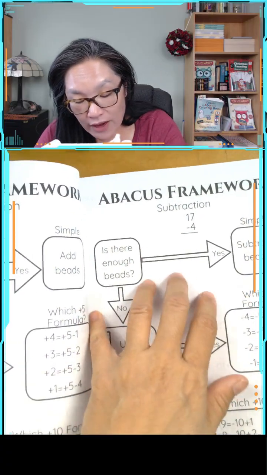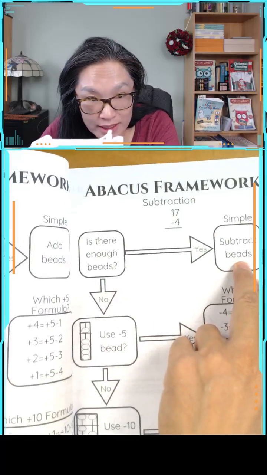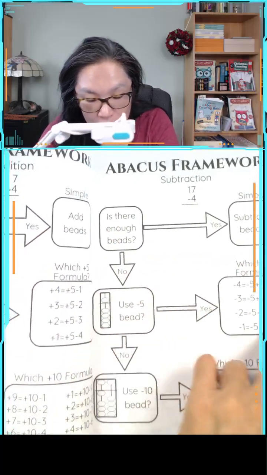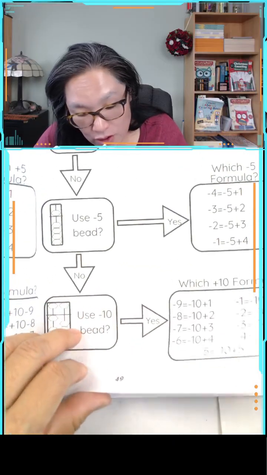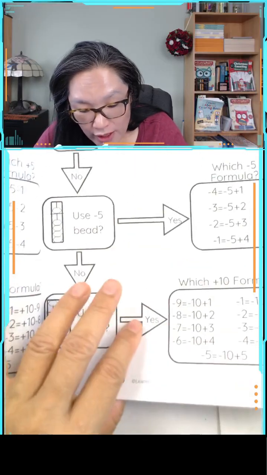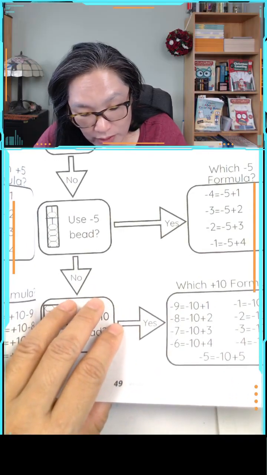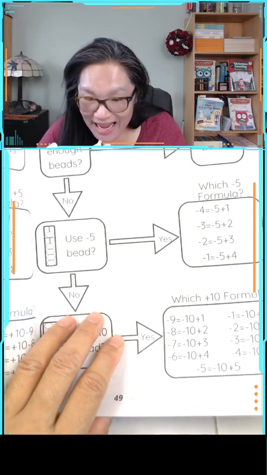So again, we have to figure out, do we have enough beads? Yes or no? If not, can we use the 5? Yes or no? If not, then we have to use the 10. That's as far as it goes. And if you know how to do this backwards and forwards, you'll be able to add and subtract at scale.